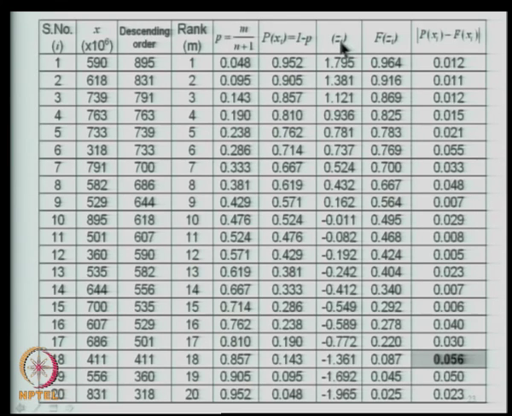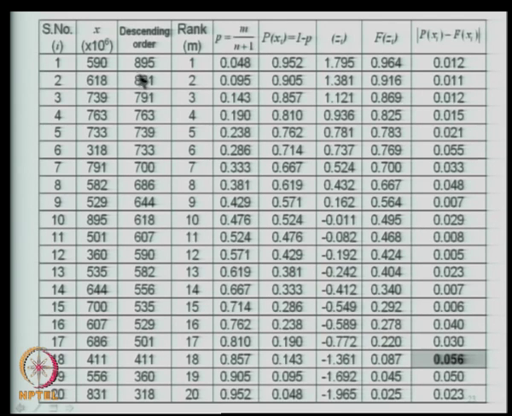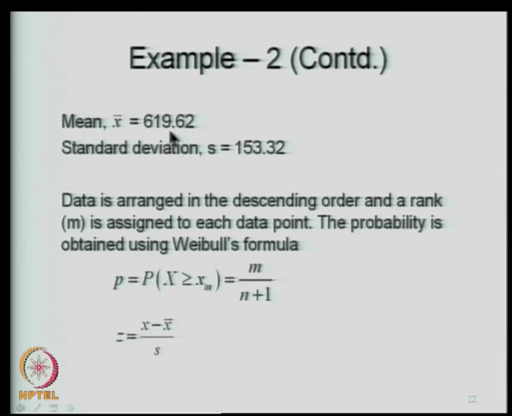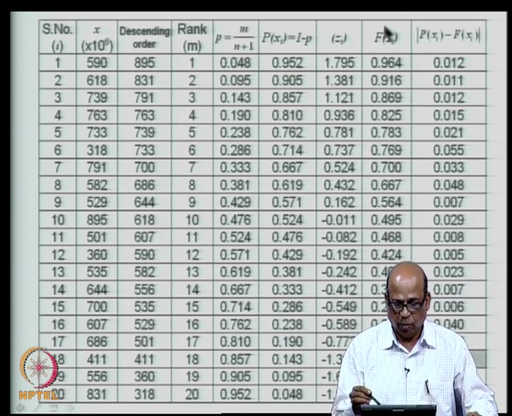and then we get the z_i corresponding using this equation, (x minus x bar) over s. So, for example, this is x minus x bar that we have, which is 619.62, divided by 153.32. So, that is how we get z_i. Once we get z_i, we know how to calculate F of z_i. You go to the tables and get the F of z_i. So, you got the expected probability and you have the observed probability.